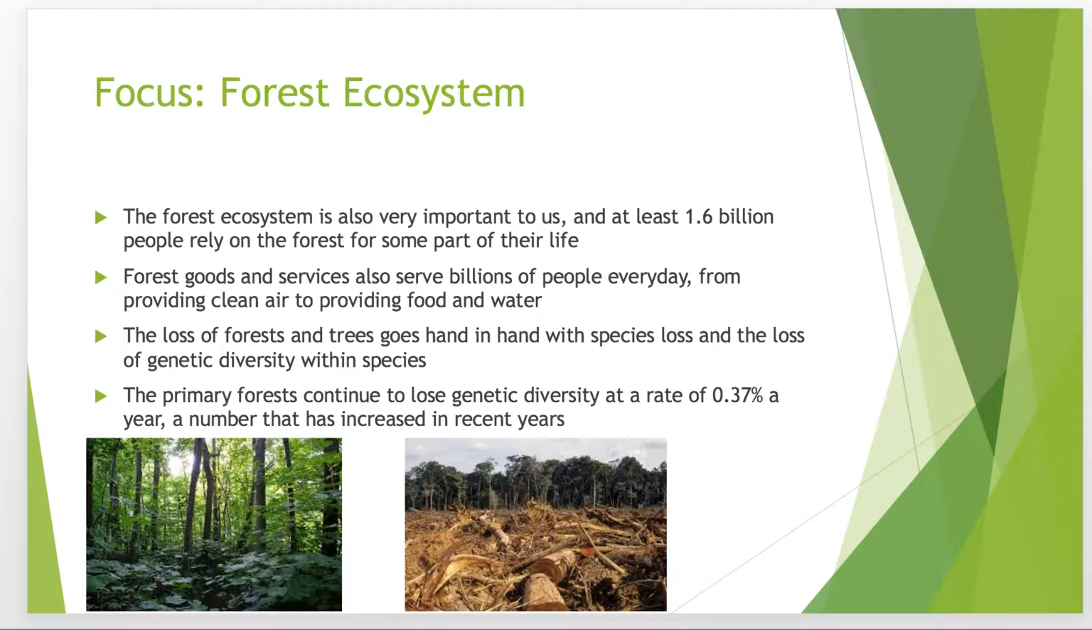The next focus will be on the forest ecosystem. The forest ecosystem is also very important to us, and at least 1.6 billion people rely on the forest for some part of their life. Forest goods and services also serve billions of people every day, from providing clean air to providing food and water. The loss of forests and trees goes hand in hand with species loss and the loss of genetic diversity within species. The primary forests continue to lose genetic diversity at a rate of 0.37% a year, a number that has increased in recent years.